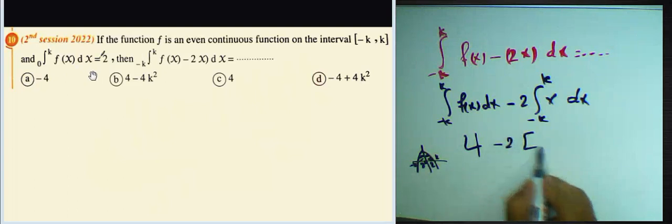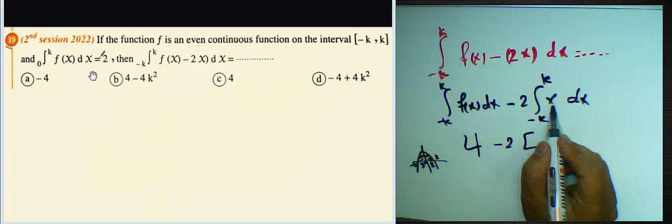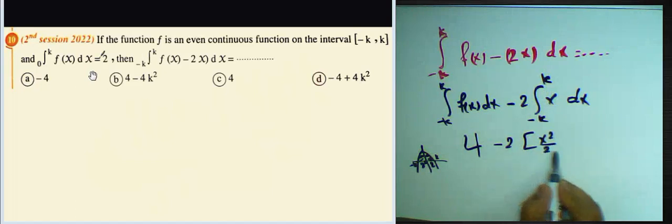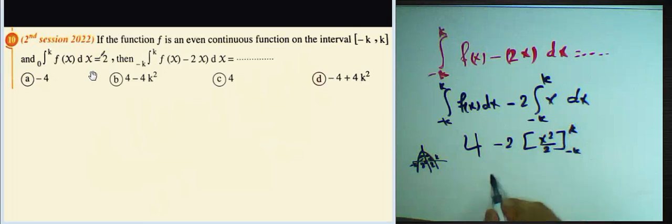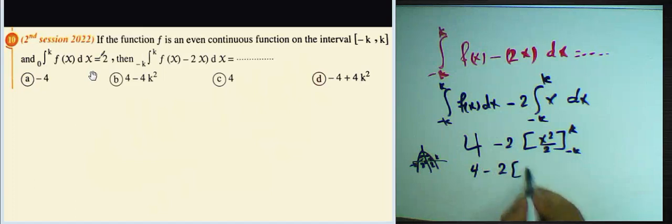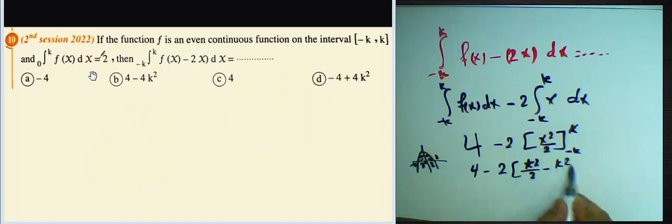Subtract by 2, put x here, the integration will be x power 2 over 2 from -k to k, and then the result will be 4. Subtract 2 multiplication, k power 2 subtract by -k power 2, it will be k power 2 over 2, it will be 0 times 2 equals 0. 4 subtract by 0, the result will be equal 4. Choose the letter C.